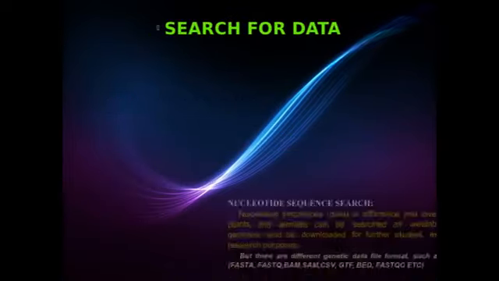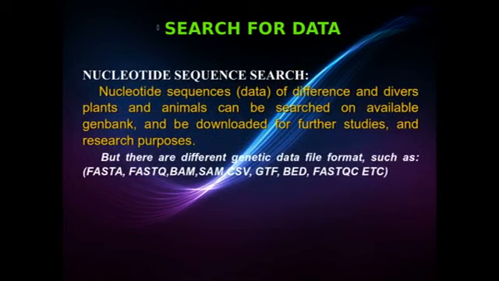So we have search for data. Now, nucleotide sequence search. We have nucleotide sequences of diverse plants and animals, which can be searched on available gene banks and downloaded for further studies and research purposes. That is specific to nucleotide sequence search. This nucleotide sequence search is specific to only DNA or RNA.